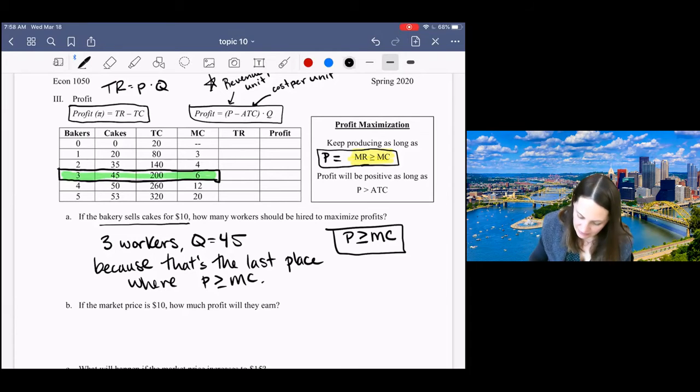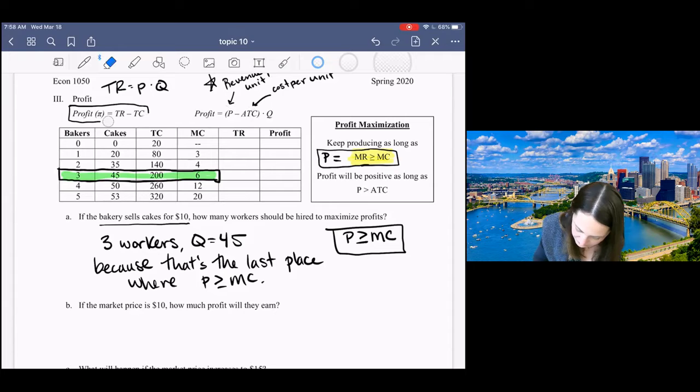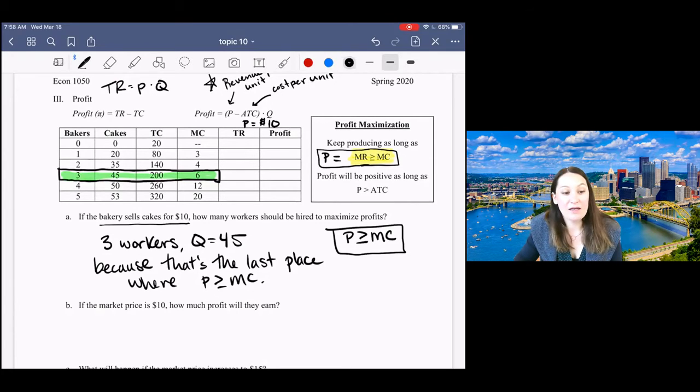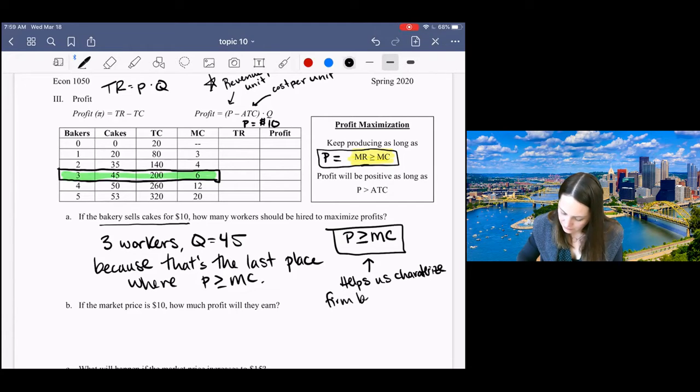We're going to go ahead and calculate this, just going to erase this box here. I have a little bit of room. Okay. We're going to calculate this, assuming that the price of cakes is equal to 10. But the reason why this decision rule is so important, it helps us characterize firm behavior for any price.